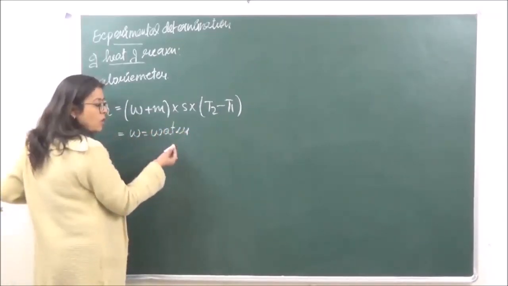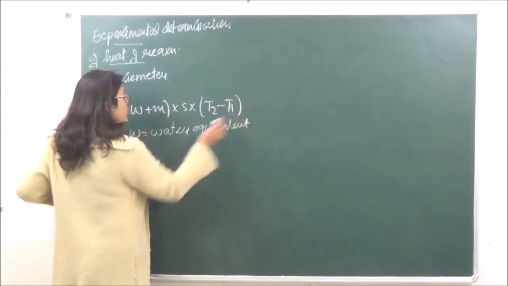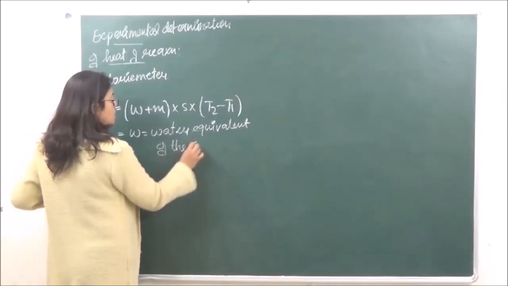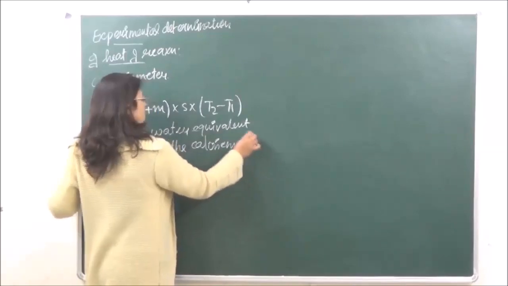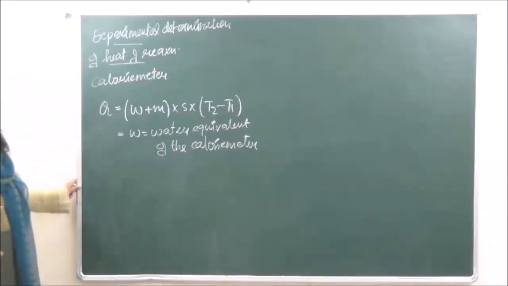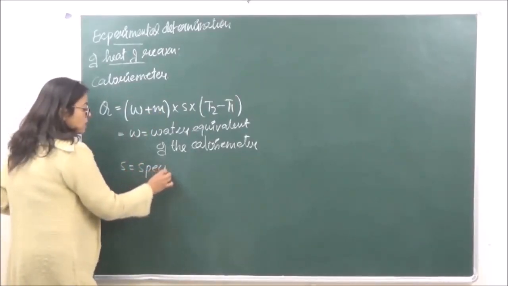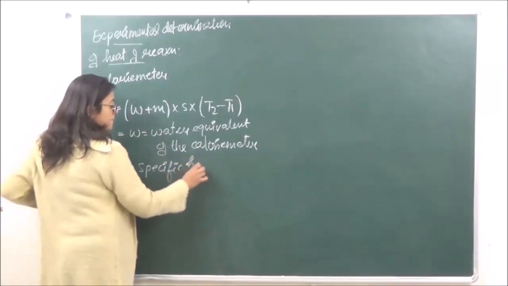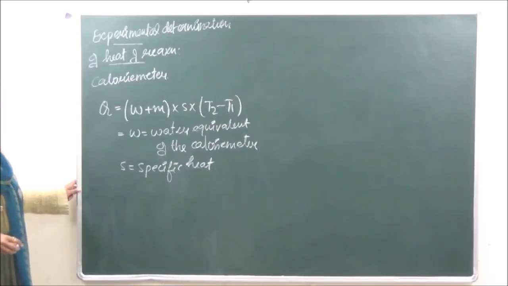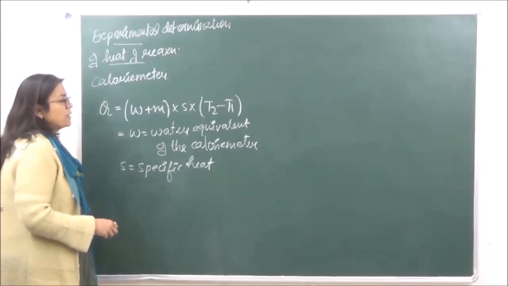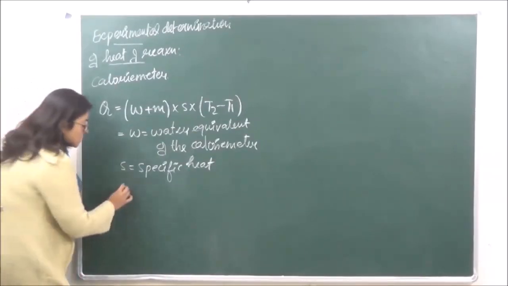This has a constant value. Water equivalent of the calorimeter. Okay, then after that, what is S? S is equal to the specific heat of water. Then T2 is going to be the final temperature, T1 is going to be the initial temperature, and M over here is the mass of the liquid in the calorimeter.